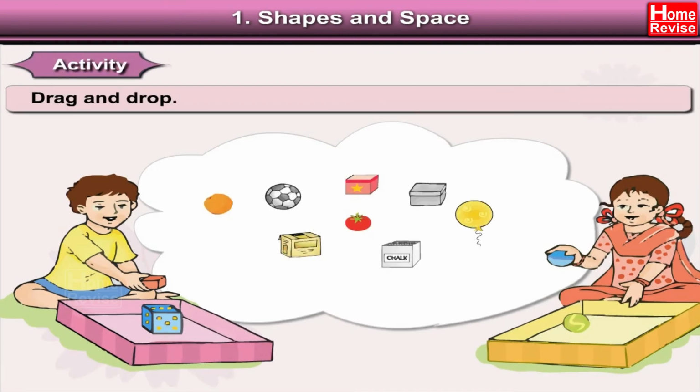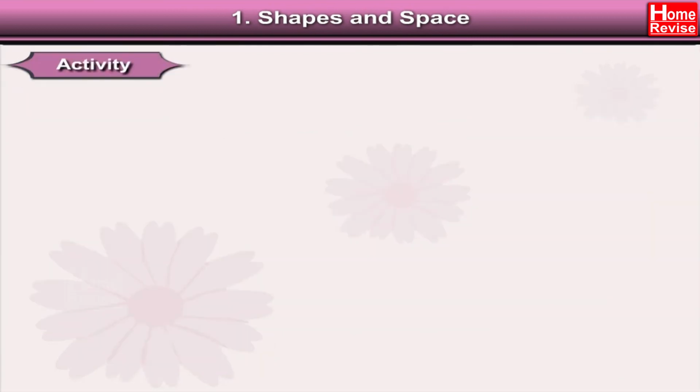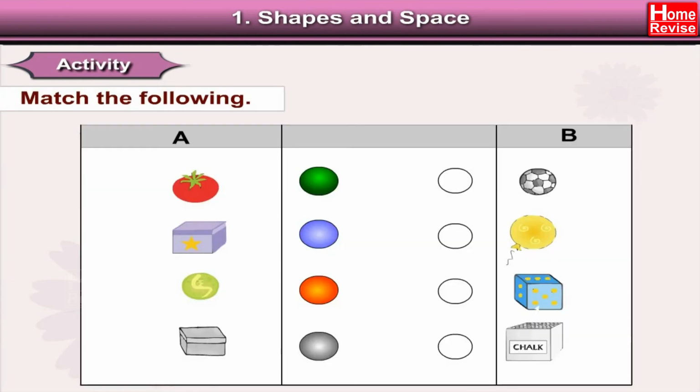Activity. Drag and drop. Kids, let's do some fun. See the shape in pink box and drag similar shapes in it. Let's do it. See the shape in yellow box. Drag the similar shapes in it. All the best. Activity. Match the pair. Match the similar shape.